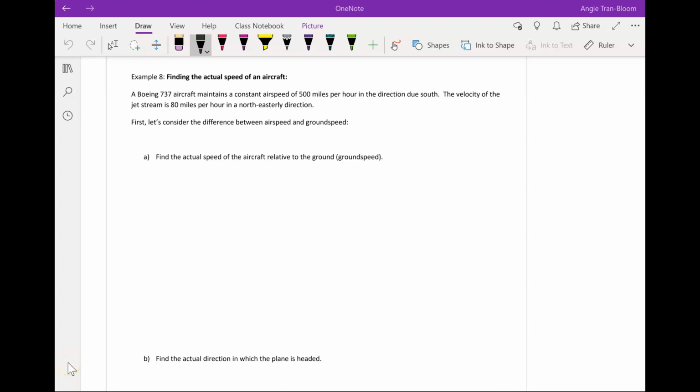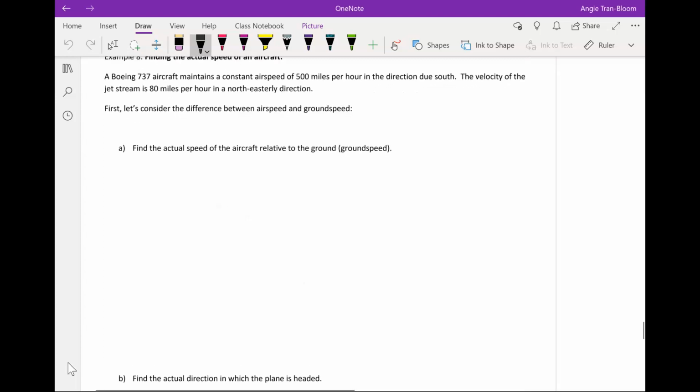Hey guys, alright, here is example 8 from 9.4. Finding the actual speed of an aircraft. A Boeing 737 aircraft maintains a constant airspeed of 500 miles per hour in the direction of due south. The velocity of the jet stream is 80 miles per hour in a northeasterly direction. First, let's consider the difference between airspeed and ground speed. So we are going to talk about that one.